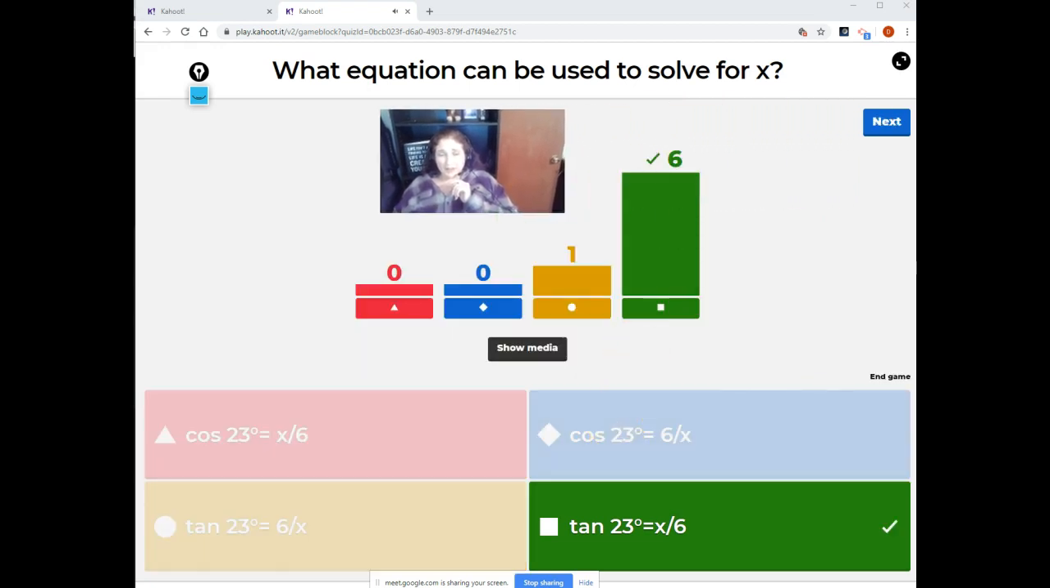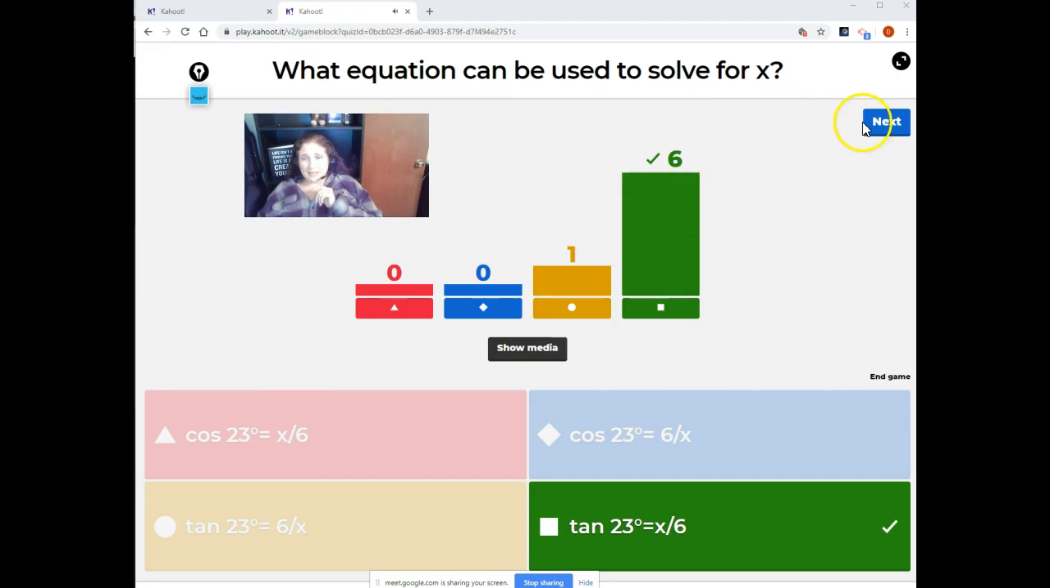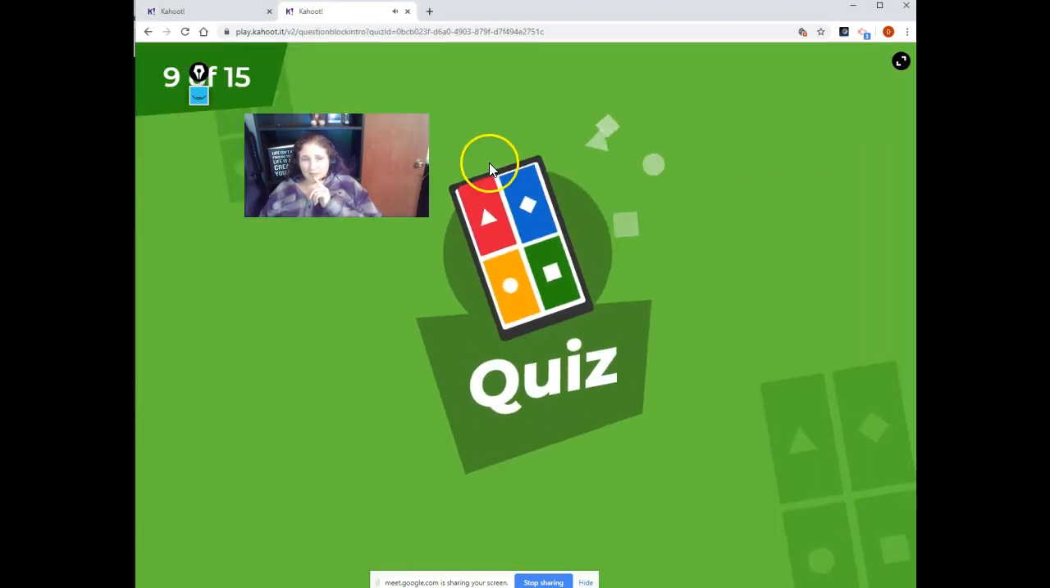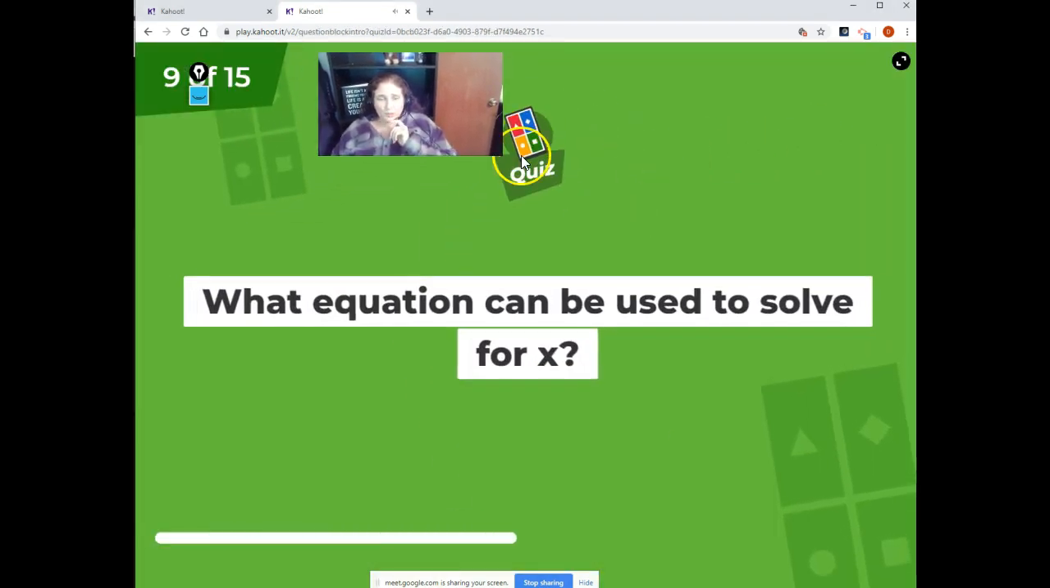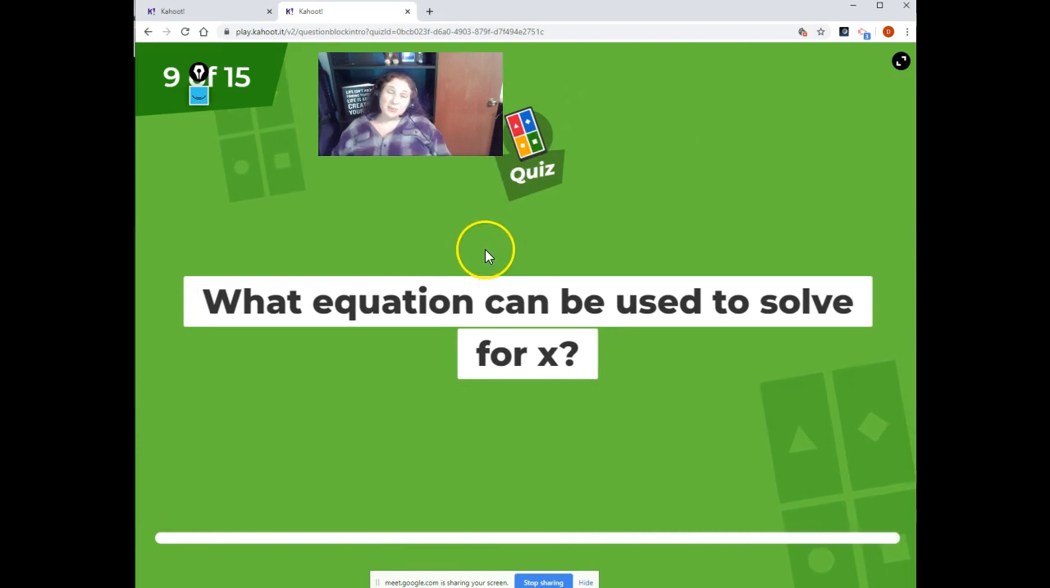Very, very, very good. It's definitely tan. Tan is opposite over adjacent. Which equation can be used to solve for X?